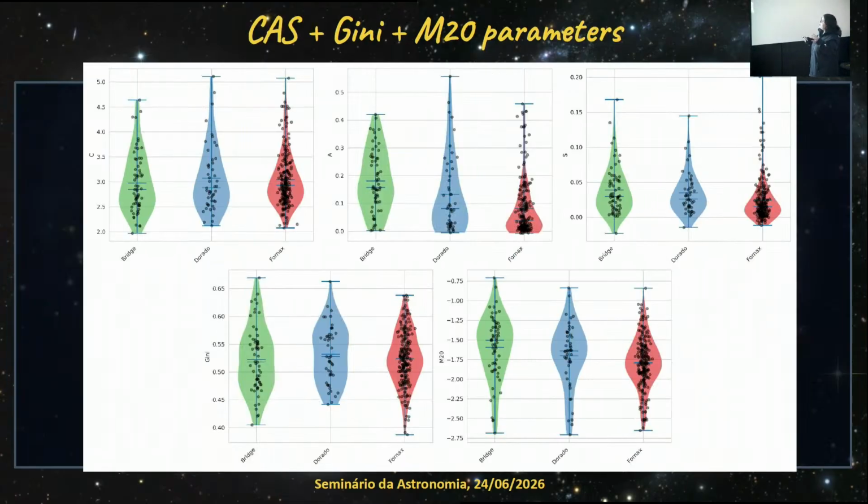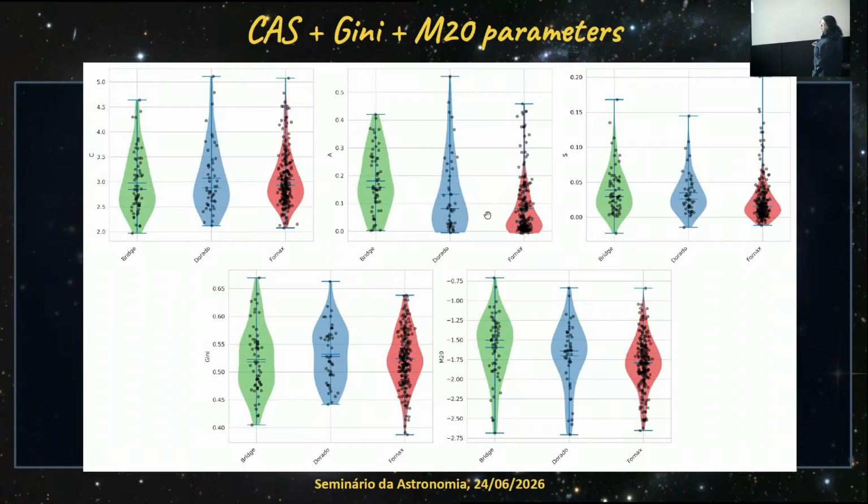These are the parameters from the non-parametric analysis. You can clearly see this is concentration, asymmetry, smoothness, Gini, and M20. The important thing by looking at this is that you can clearly see they have completely different morphologies in all the different parameters. You can see, for example, that the bridge galaxies are mostly asymmetric. You have a lot of very high asymmetry. And I'm saying high asymmetry as things higher than 0.1, for example, which is completely different from Fornax, where you have most of the galaxies below that, which makes some sense.